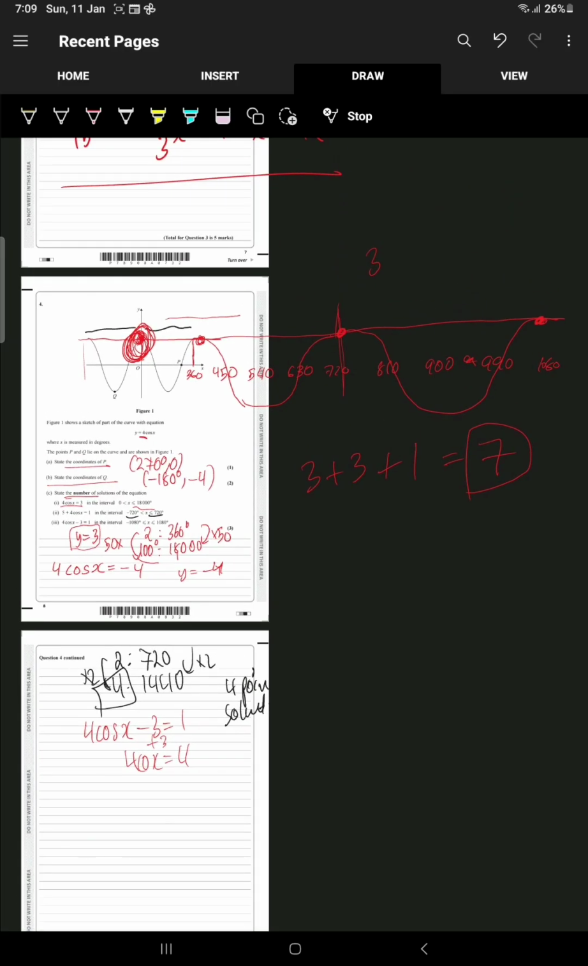To be clear, if you are confused about why I'm not using the ratio to find the solutions between minus 1080 and plus 1080, it's because of this: it's lying right on 0.